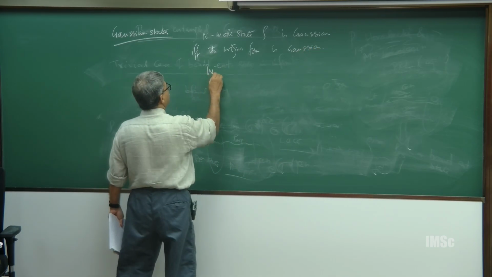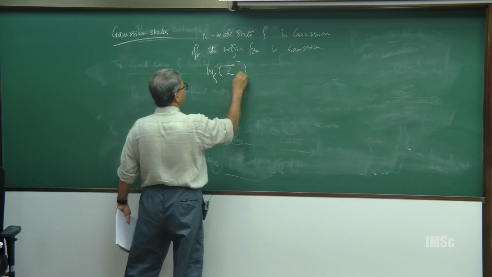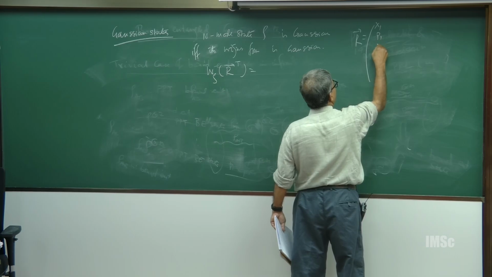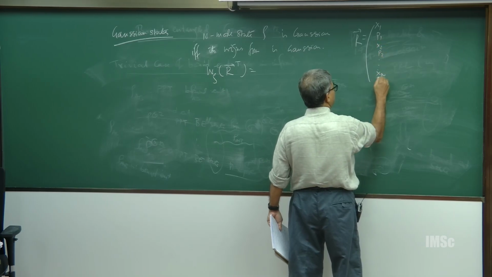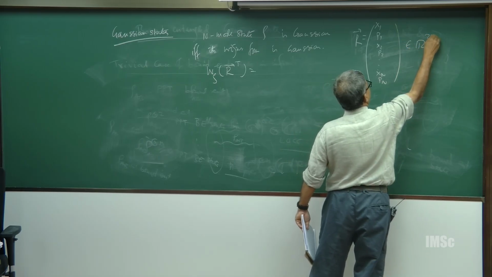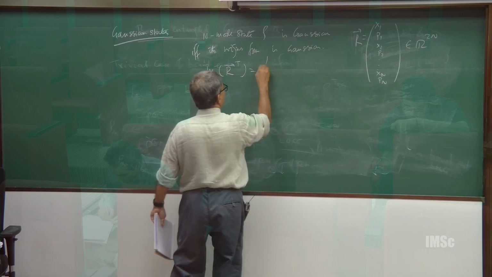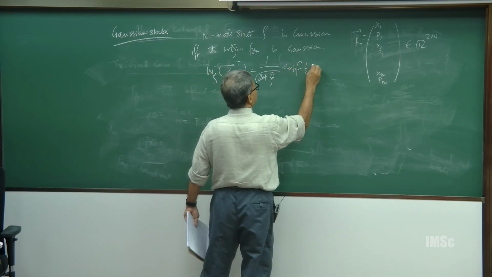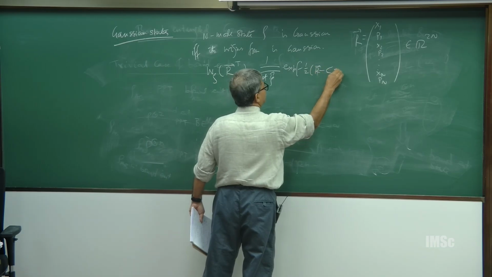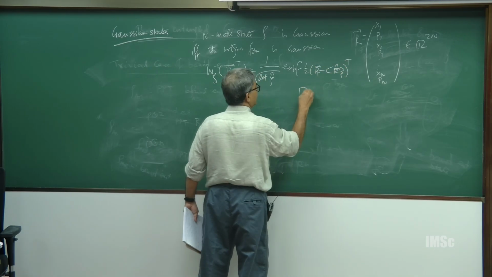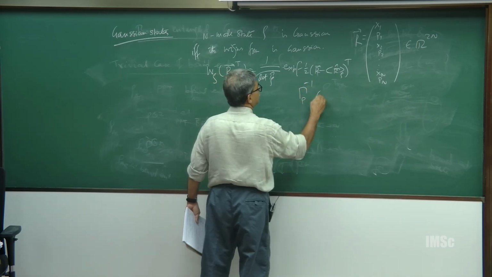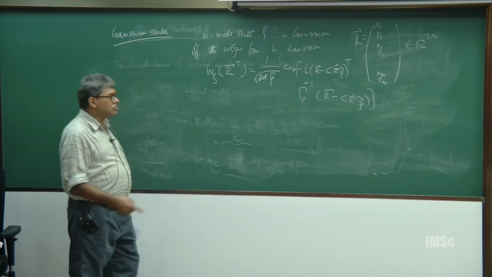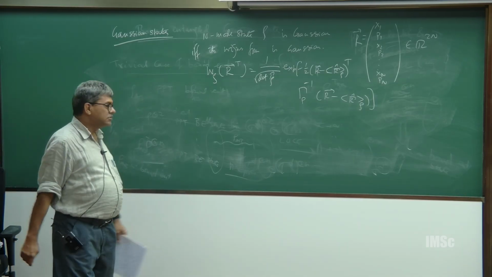Which means W rho of R transpose, where R is the vector x1 p1 x2 p2 up to xn pn, an element of R to the power 2n, is equal to 1 by square root of determinant of gamma rho, times the exponential of minus half, R minus R rho transpose, gamma rho inverse, R minus R rho. This is the n mode Gaussian state.